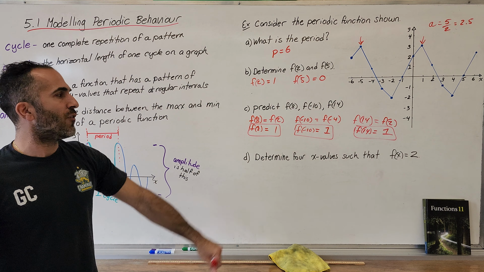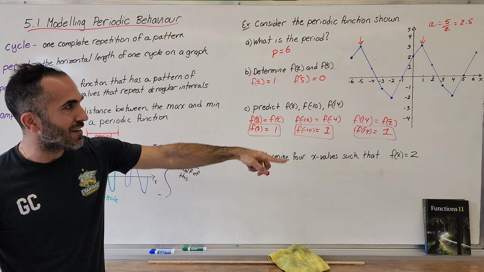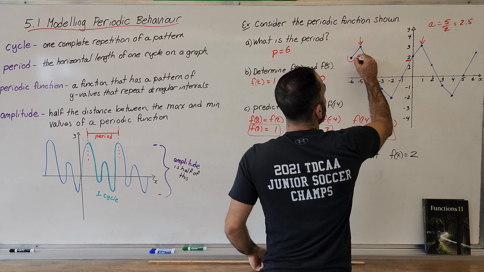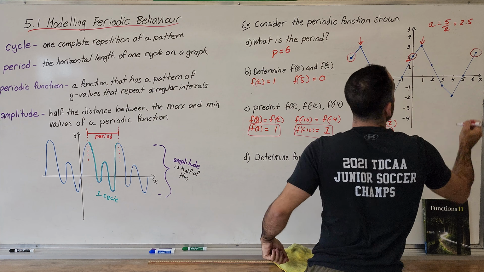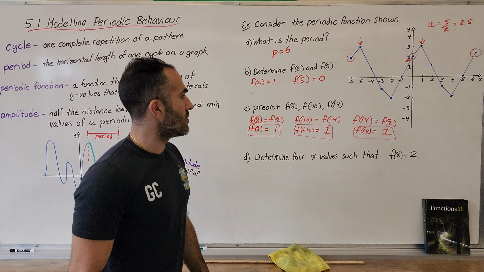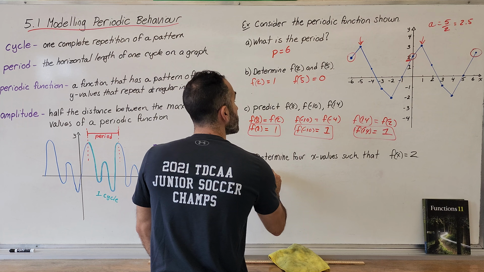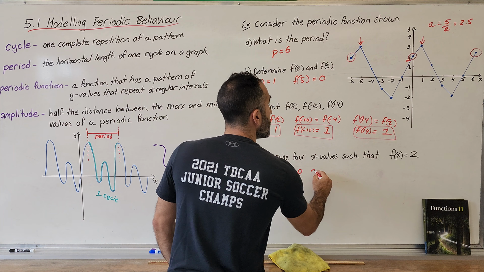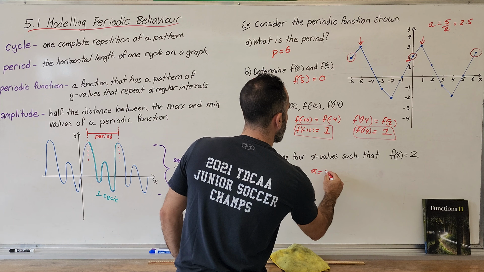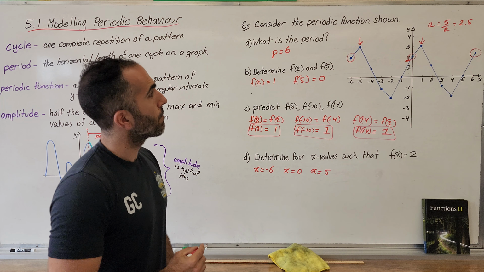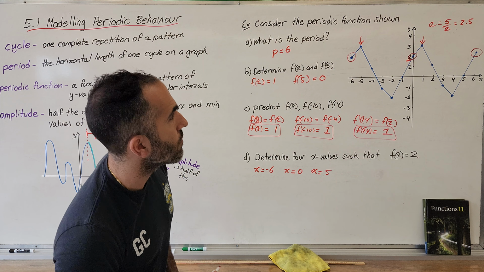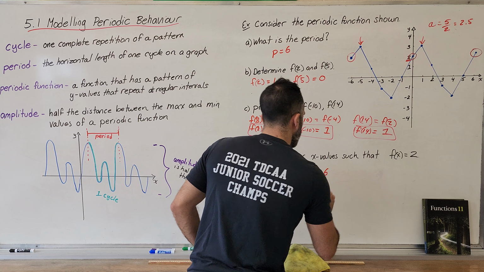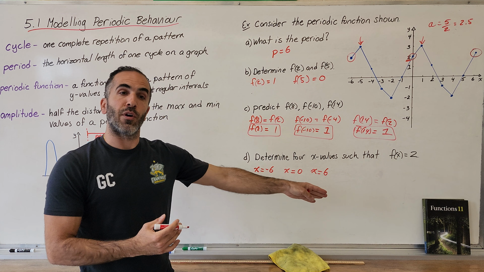All right. Last question, we want to find 4 x values where the y value is 2. Where the y value is 2, we want to find 4 of them. Well, the graph gives us 3 of them, so I'm going to list those down. I'm going to say x equals negative 6, x equals 0, x equals 6. Sorry. Obviously, they should be 6 apart from each other.